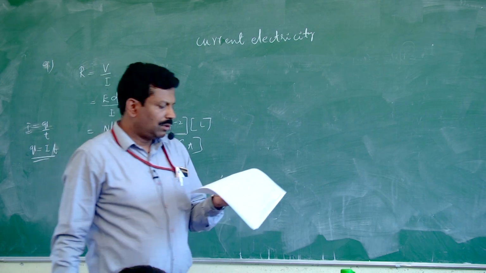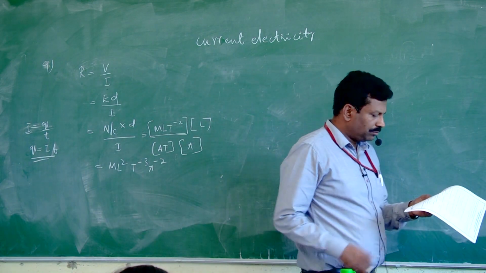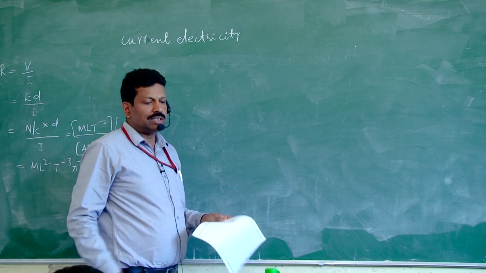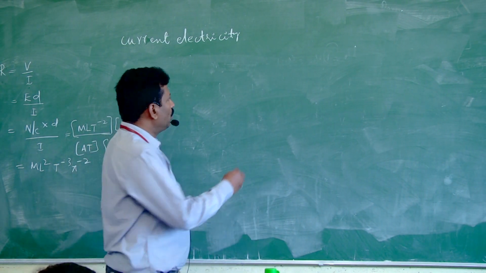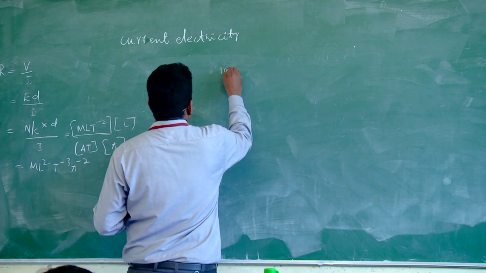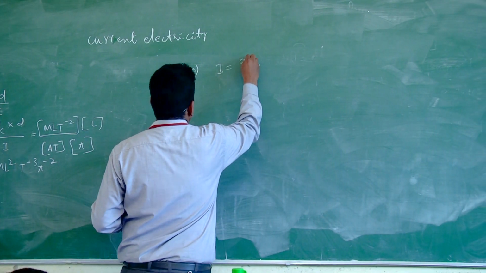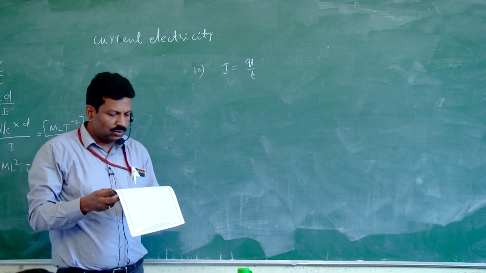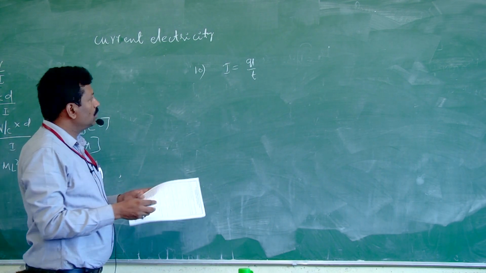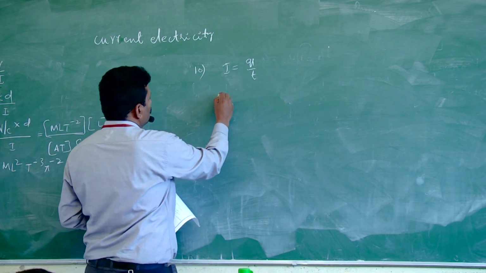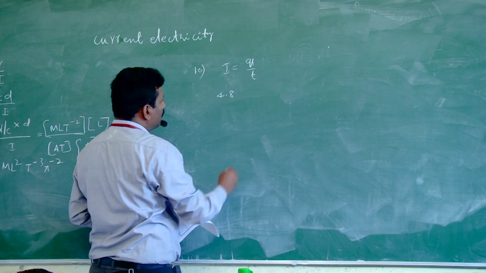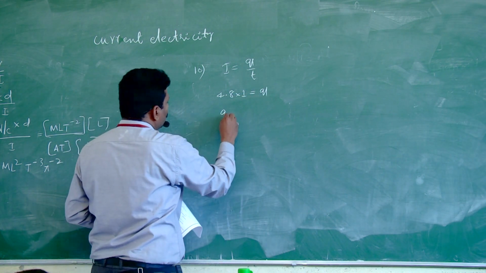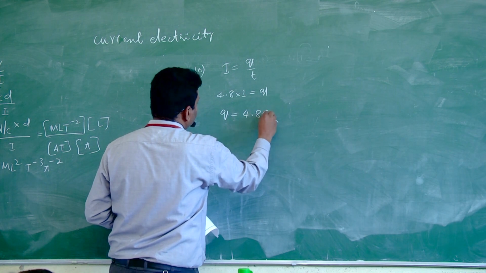Tenth question. 4.8 ampere is flowing through a conductor. The number of electrons per second will be. So we know the definition of current: I is equal to Q by T. This is charge per unit time. So current is 4.8 ampere, T is 1 second, it is Q. Therefore Q is equal to 4.8 coulomb.